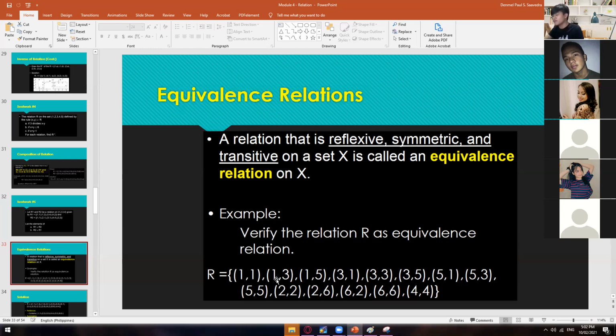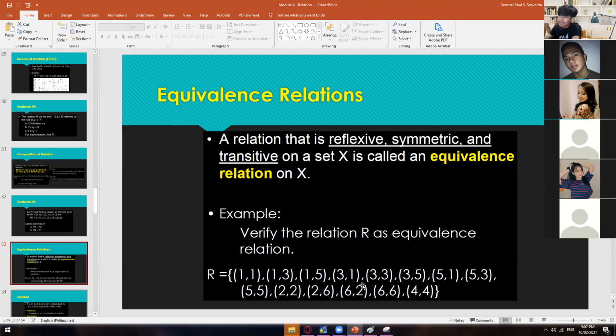And then for transitive, this one is the longest process that you need to check. If you have 1,1 and 1,3, then you should have 1,3. 1,1 and 1,5, you should have 1,5. What else? No more. So let's move to the next one. 1,3 and then 3,3, so you should have 1,3. Basically you just need to check all of those.